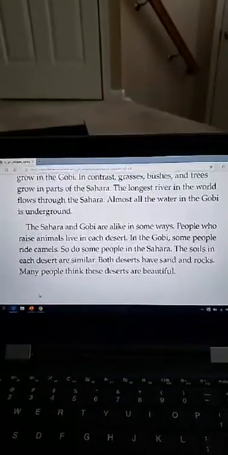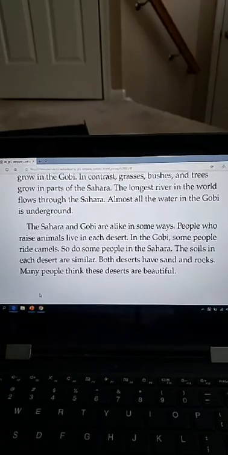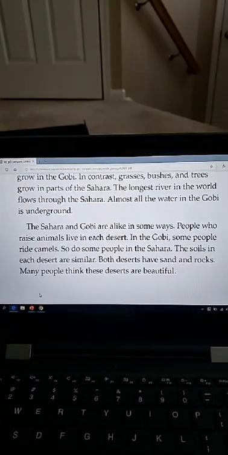The Sahara and Gobi are alike in many ways. People who raise animals live in each desert. In the Gobi, some people ride camels. So do people in the Sahara. The soils in each desert are similar. Both deserts have sand and rocks. Many people think these deserts are beautiful.